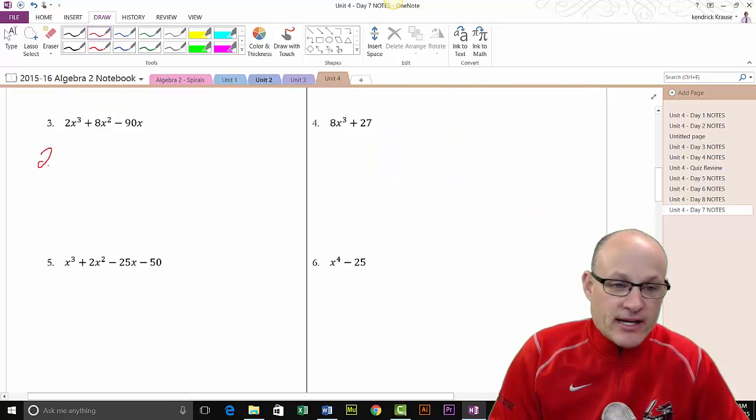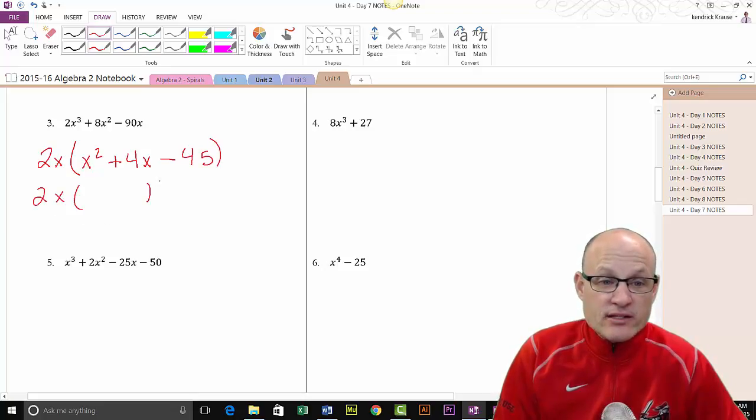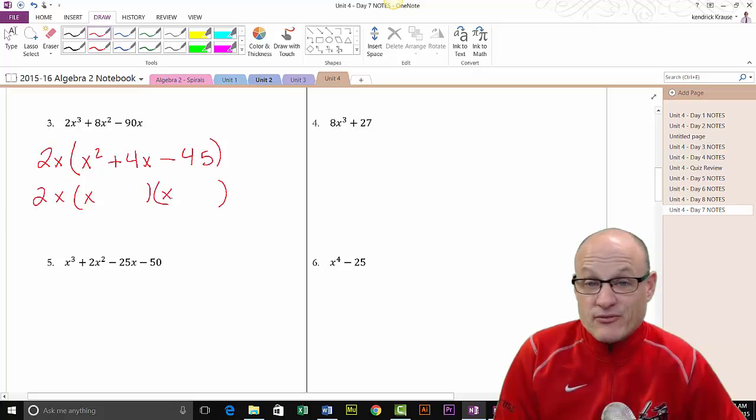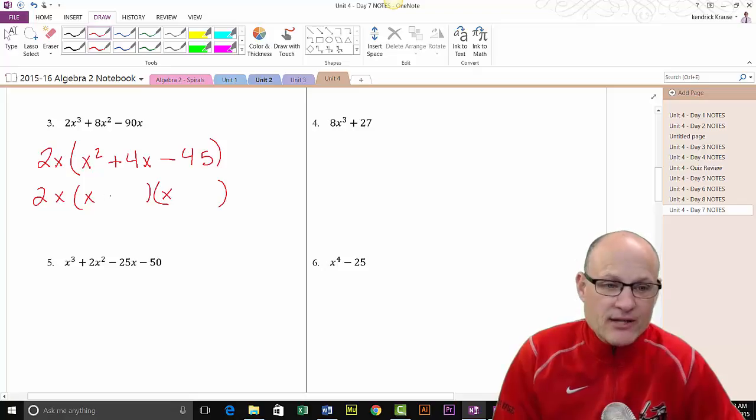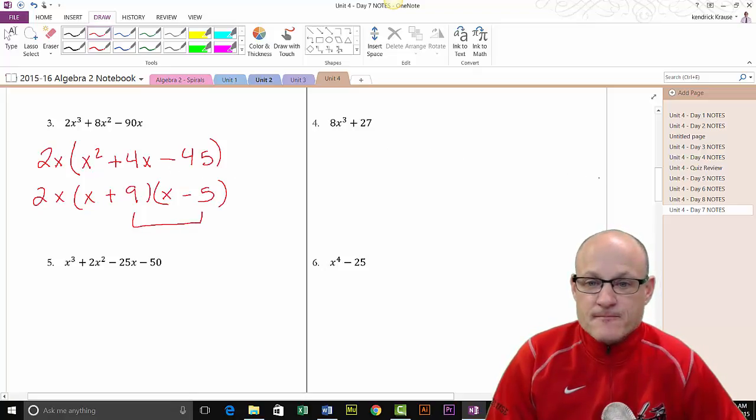They're all even. I can take out a 2, but I can also take out an X. And I'm left with X squared plus 4X minus 45. So I'm looking for 2 numbers that multiply to 45 that have a difference of 4. Well, the easiest number that goes into 45 is 5, or 15 maybe, I guess. And then 5 is the answer. Plus 9 and minus 5. They have a difference of 4 and they multiply to negative 45.